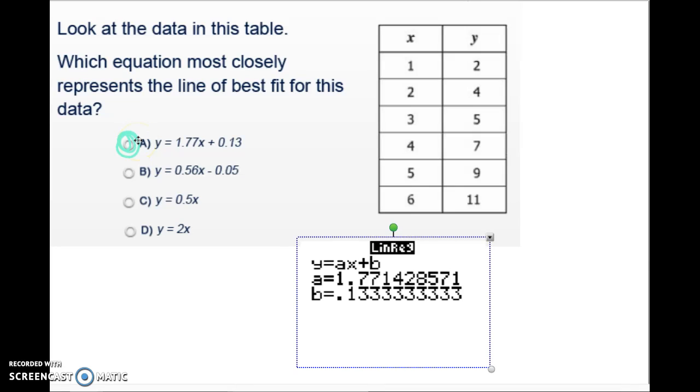And so there's your answer A, with the 1.7 being plugged in for your A and the 0.13 being plugged in for B.